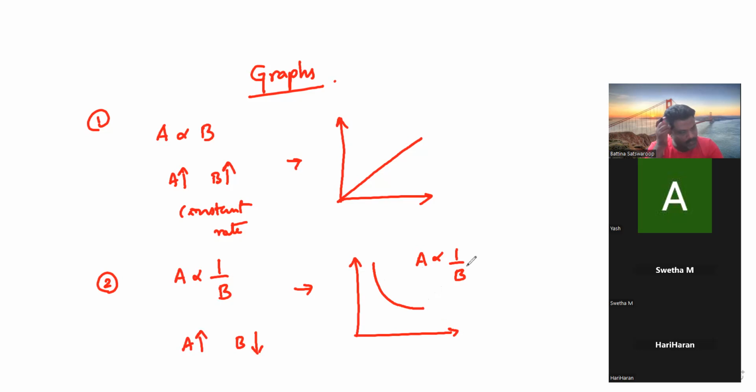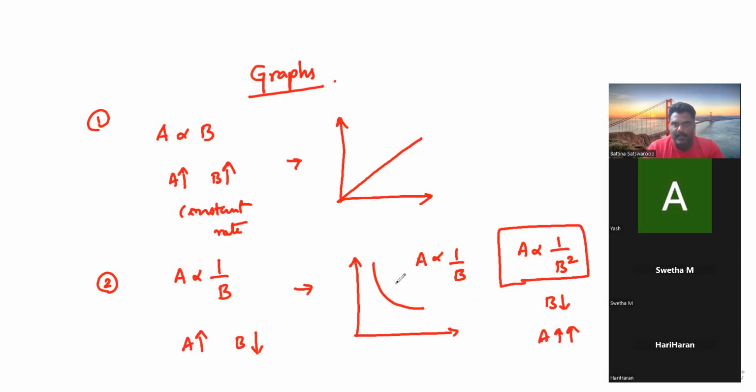Now there will be another case in this. For example, let us say A is inversely proportional to B square. If B is reducing, A is increasing 2 times. So this A is proportional to 1 by B square. It will be a little closer to the x-axis line. Like this.